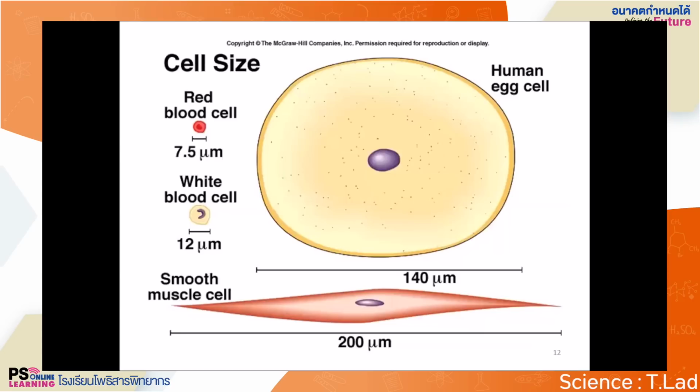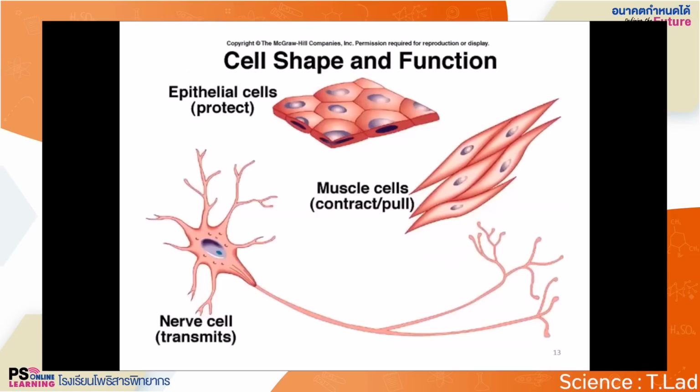On the slide, we have two different cells: a human egg cell and a muscle cell. This is a smooth muscle cell, meaning this muscle cell is found in our internal organs, such as your stomach. Take a look at these two cells. They come in a different size and shape. Another cell in our body is the epithelial cell. Epithelial cells protect our body. Basically, they are found on the surface of our skin and on the surface of our internal organs, such as your stomach and others.